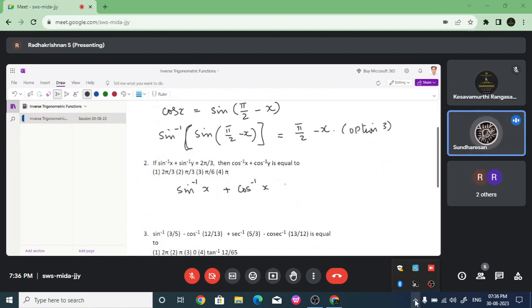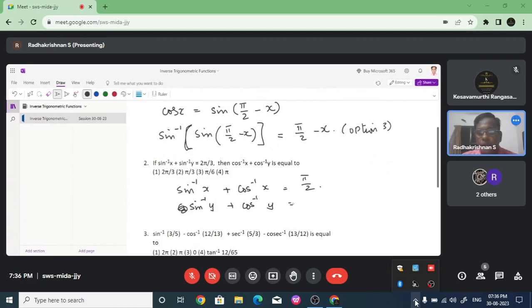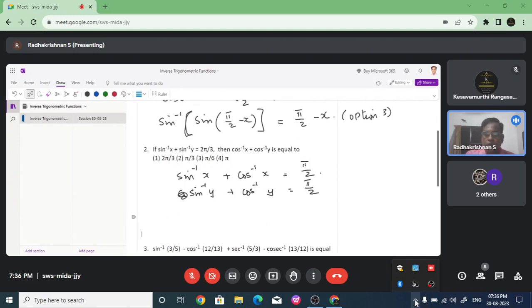Let's see what is sine inverse of x plus cos inverse of x. Pi by 2, sir. Very good. Pi by 2. And similarly, what is sine inverse of y plus cos inverse of y? It's also pi by 2, right? Sine inverse of x plus cos inverse of x is pi by 2. Sine inverse of y plus cos inverse of y is also pi by 2. So from that, can we solve the given equation?